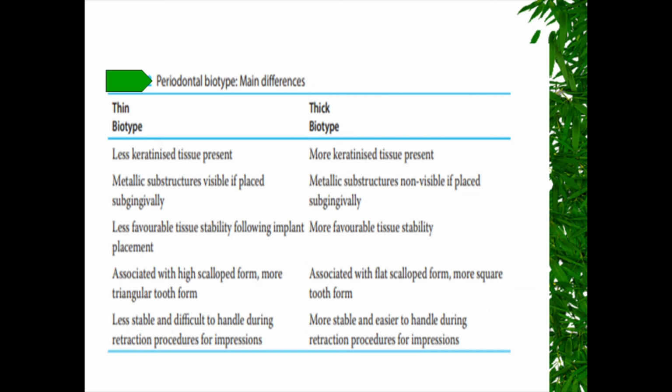In the thick biotype, there is more keratinized tissue present. Metallic structures are not visible if placed subgingivally. There is more favorable tissue stability, associated with flat scalloped form and more square tooth form. It is more stable and easy to handle during the retraction procedure for the impression.